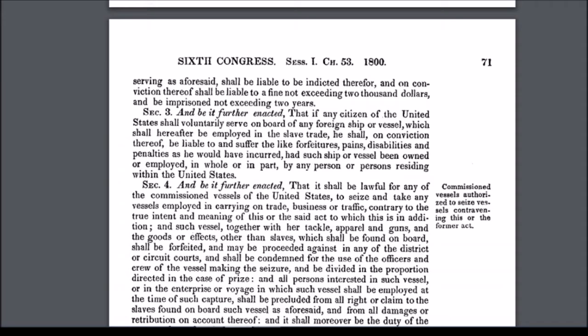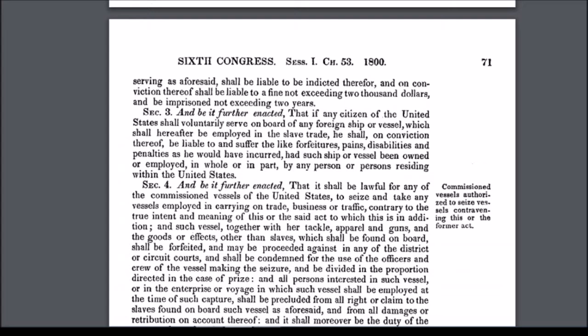Section 3: And be it further enacted that if any citizen of the United States shall voluntarily serve on board any foreign ship or vessel. So Section 2 was dealing with any United States vessel or ship, but this one is if you are actually volunteering or serving on a foreign ship, which shall hereafter be employed in the slave trade, he shall, on conviction thereof, be liable to and suffer the like forfeitures, pains, disabilities, and penalties as he would have incurred had such ship or vessel been owned or employed in whole or in part by any person or persons residing within the United States.